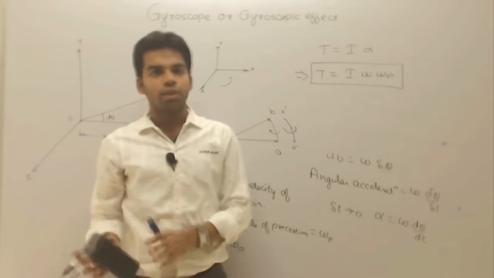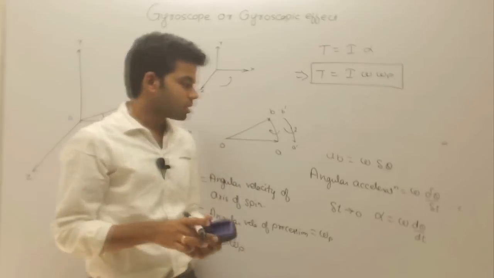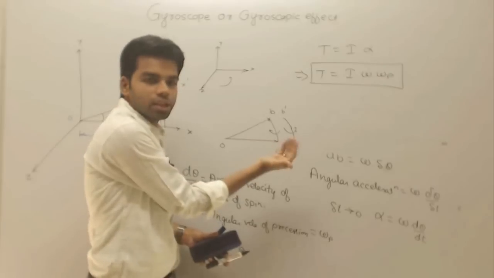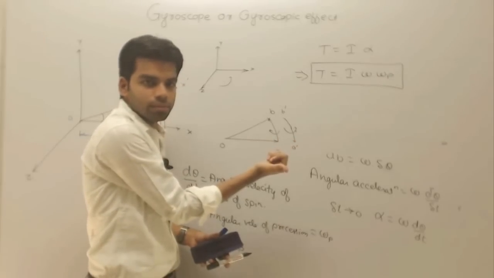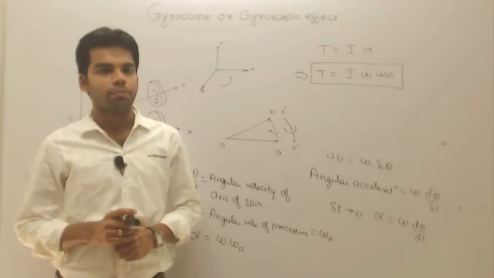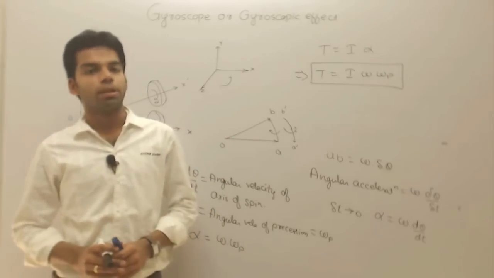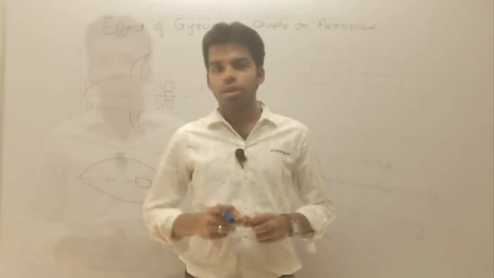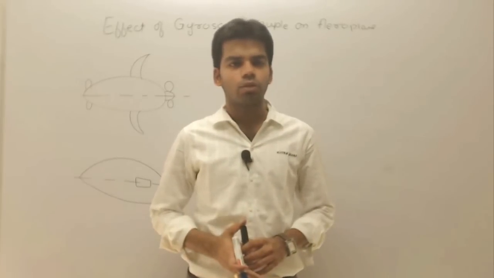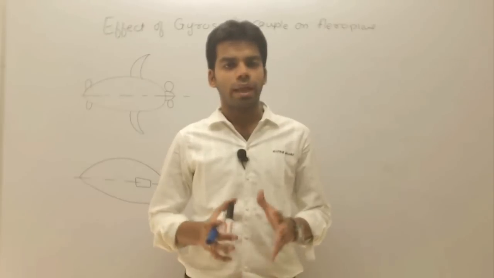Okay, and the direction we have already seen. The direction in which the angular acceleration is acting, opposite will be the direction of the reaction. Okay, and the effect of this reactive gyroscopic couple is nothing but the gyroscopic effect. Getting this or not? Okay, students. So when you have understood this, now we will see the effect of gyroscopic couple on an aeroplane.